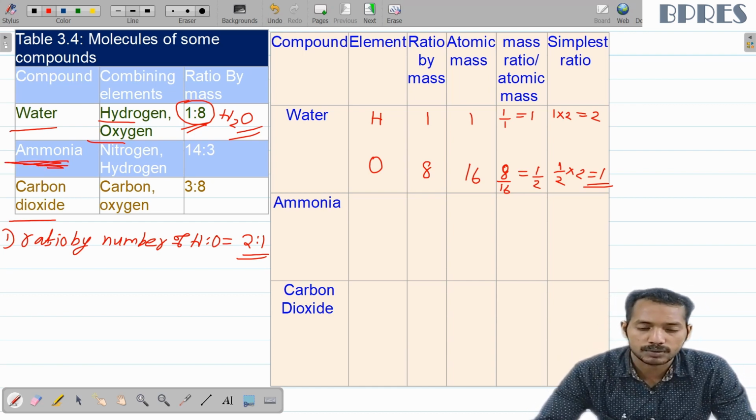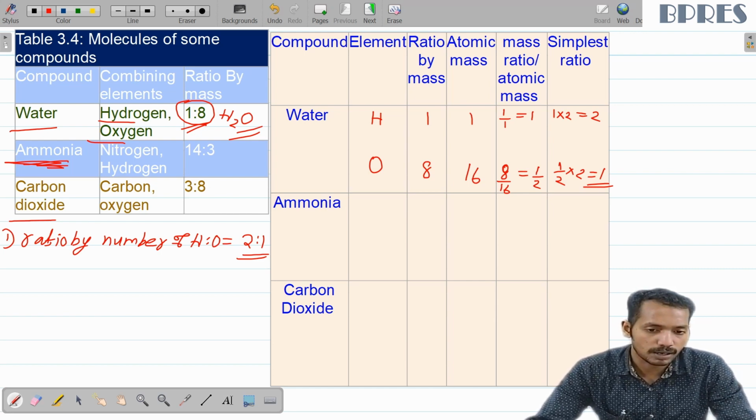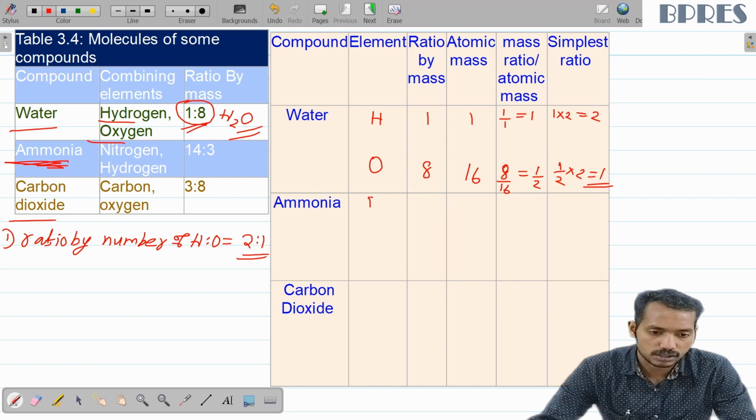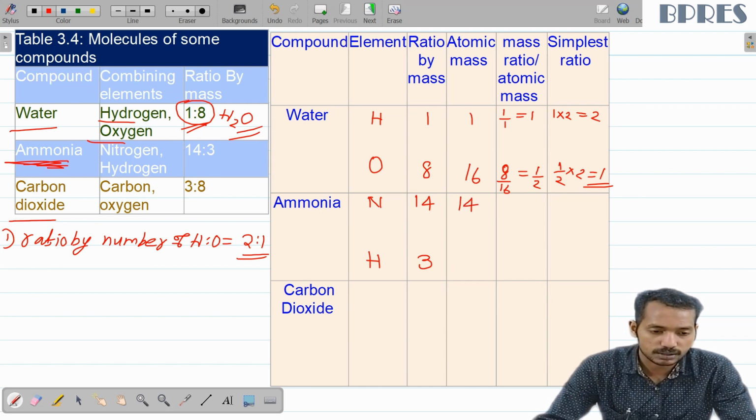In case of ammonia, what can we do? Ammonia consists of nitrogen and hydrogen. These are the two elements, and the ratio by mass is 14:3. And the third step is we get the atomic mass. Nitrogen is 14 itself. What is the atomic mass of hydrogen? That is 1.